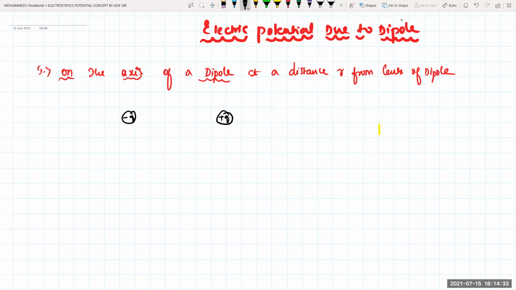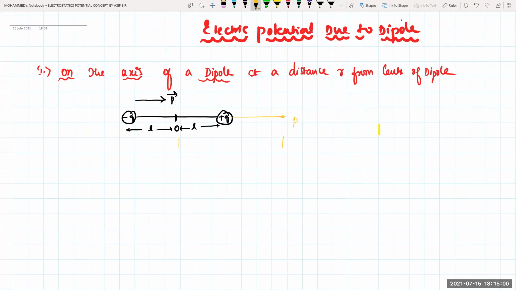What is the direction of a dipole, beta? Dipole direction is always from negative to positive. It is a vector quantity, and the distance between them, from the center O, if I'm taking this distance as L, this distance is also equal to L. So total distance is how much for me? 2L. Now I'm taking some point on the axis somewhere here, at a point P.